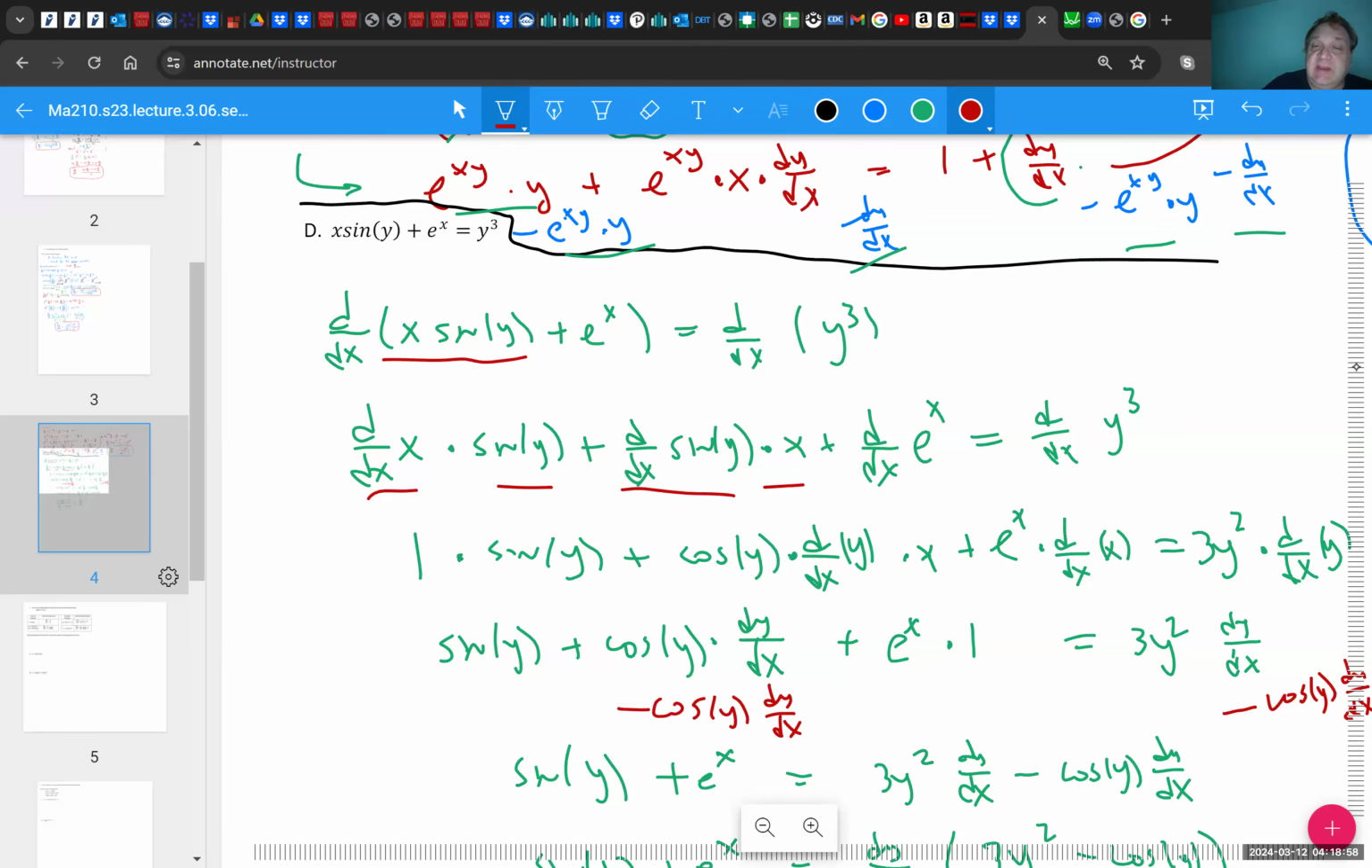I have to differentiate e to the x and add that on. And then I differentiate the right-hand side. I haven't done that yet either. So derivative of y cubed. So now I'm going to start doing my derivatives.